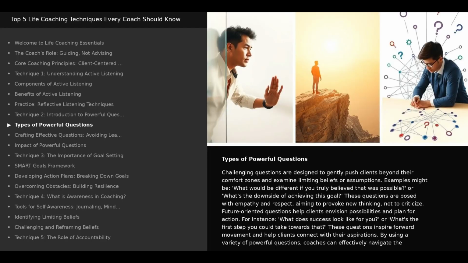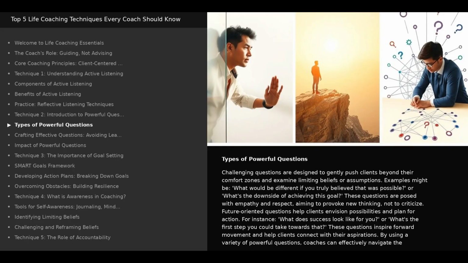Challenging questions are designed to gently push clients beyond their comfort zones and examine limiting beliefs or assumptions. Examples might be, "What would be different if you truly believed that was possible?" Or, "What's the downside of achieving this goal?" These questions are posed with empathy and respect, aiming to provoke new thinking, not to criticize.